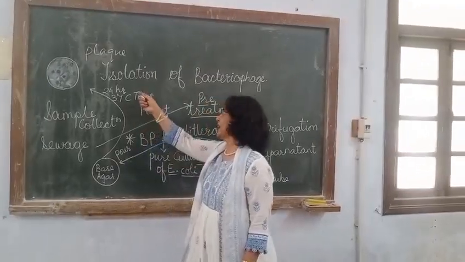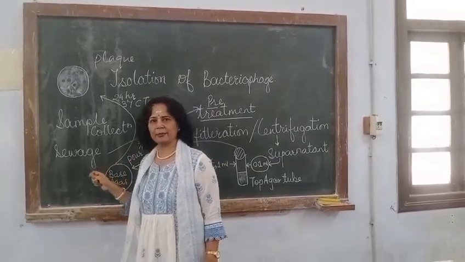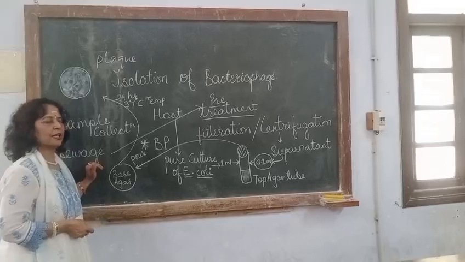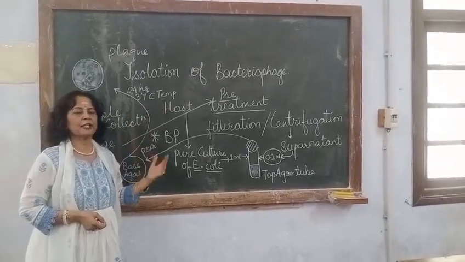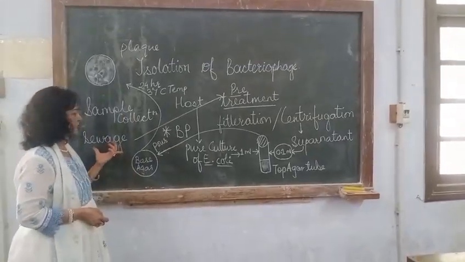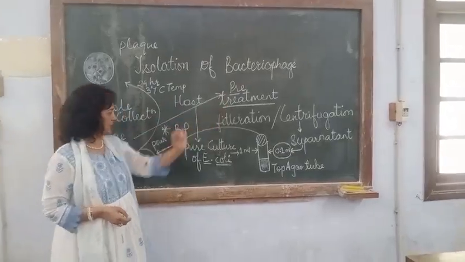So we are going to see isolation of bacteriophages. First of all, from where to take the sample? The sample for bacteriophage isolation will be taken from sewage, and as you know, sewage contains so many gram-negative short rods. They contain their specific bacteriophages. So that is why we are taking a sewage sample as our crude bacteriophage sample.